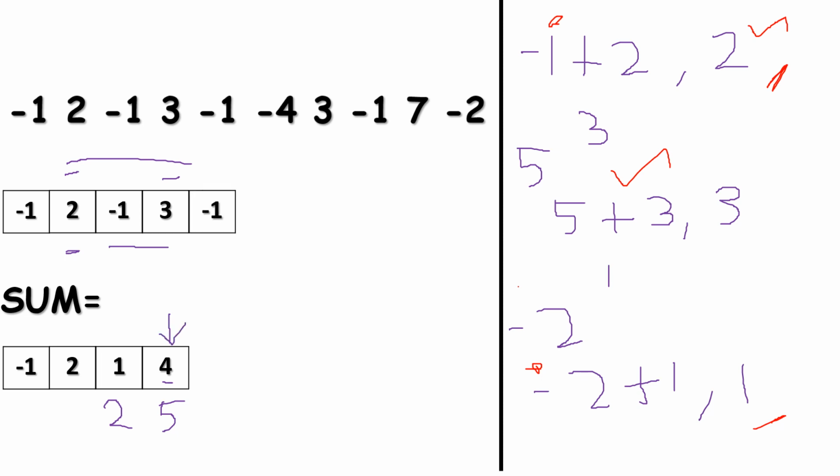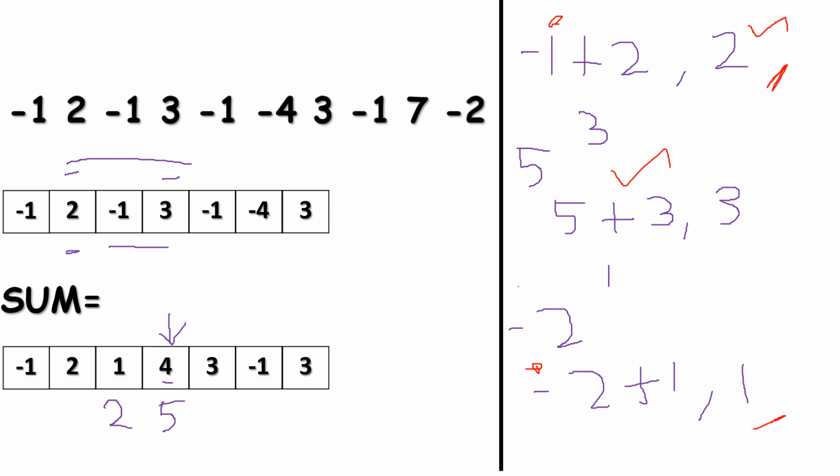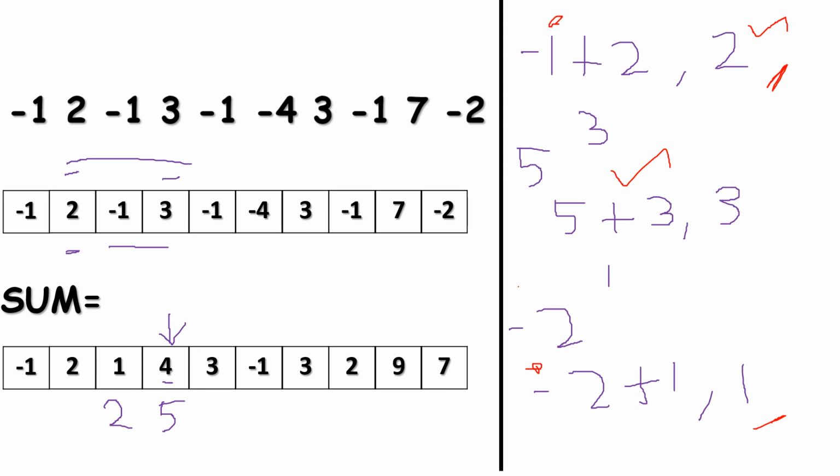Now we have a positive element, so we add. Once again we have a positive element, so we add again. Now we have a negative element, so we are taking the new number directly and starting a new subarray. Now we have a positive element, so we add, and again a positive element, so we add, and we finish that array with a positive element, so we add again.